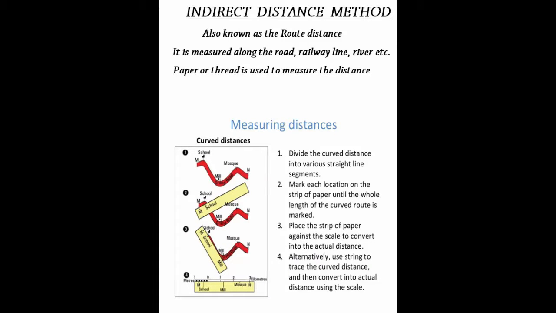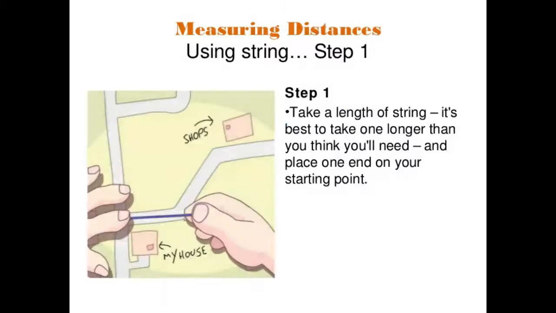Now we come to the next method, that is the indirect distance or the route distance method. The distance is measured along the road, railway line, river, etc. To measure this distance, a piece of paper or thread is used. For example, if there are two points A and B and one has to find the distance between them, we will be using a piece of thread to find out the distance.